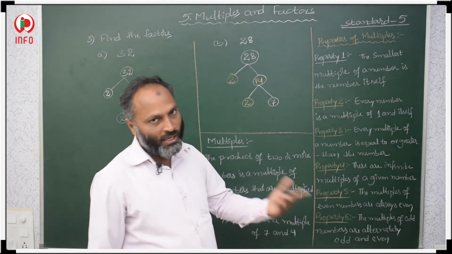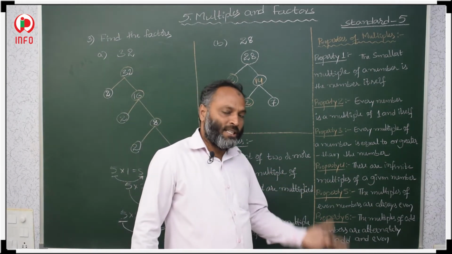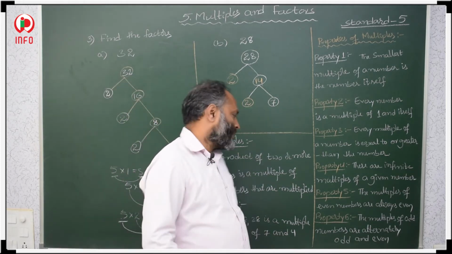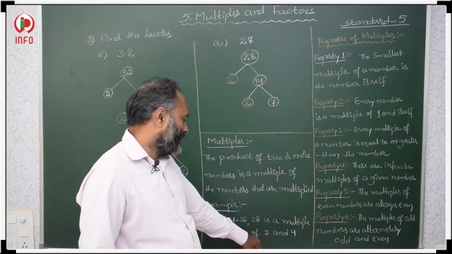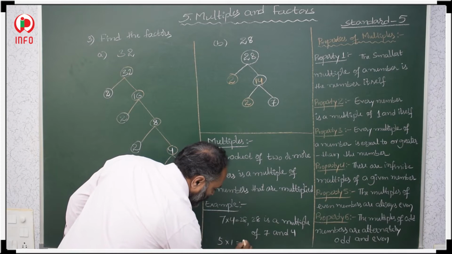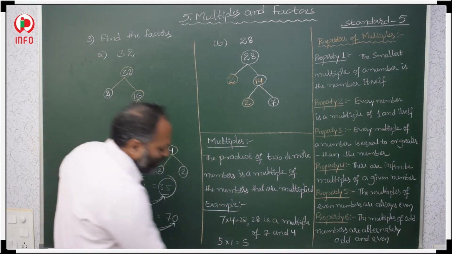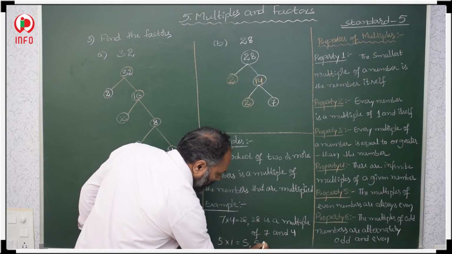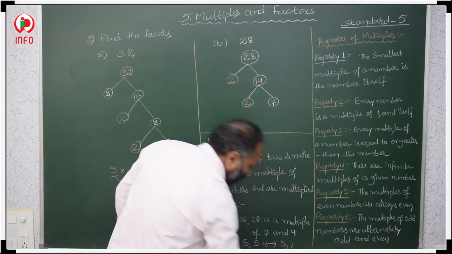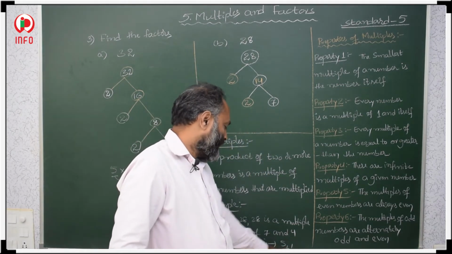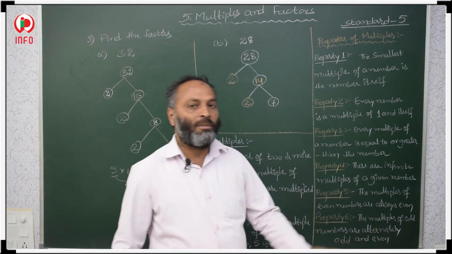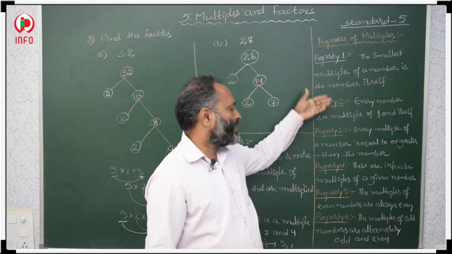In the same way, if you take 6 ones are 6, there also 6 and 1 are the multiples of the product. Similarly, 28 is a multiple of 7 and 4. If 5 ones are 5, it means this product 5 is a multiple of 5 and 1. It means 1 and itself are multiples of the number. In other tables also the same thing will come. This is the first property, this is the second property.